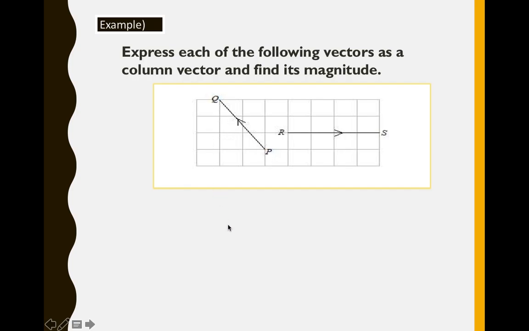So now you are dealing with the topic modulus of a vector. After learning this, we will solve questions of exercise 9, and I will give you assignment questions. First, we have to write it as a column vector.